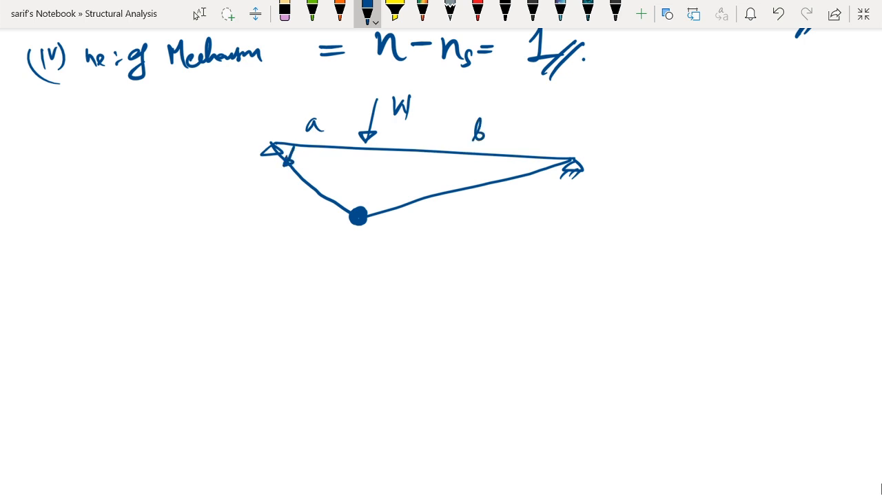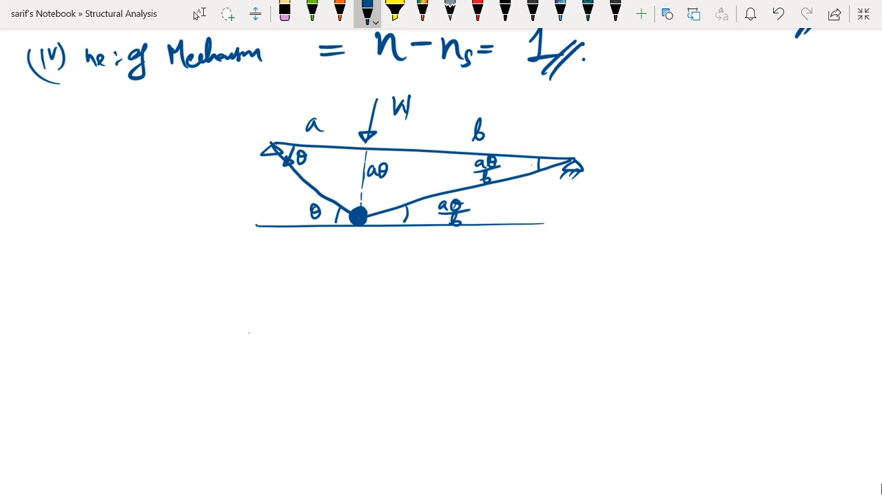If we consider this particular angle as theta, then this vertical distance will be A into theta, and this angle will also be theta, alternate interior angles. Now if this distance is A theta, then this angle will be A theta divided by B. If this angle is A theta divided by B, then this angle also will be A theta divided by B. So the geometry of the entire mechanism is done.